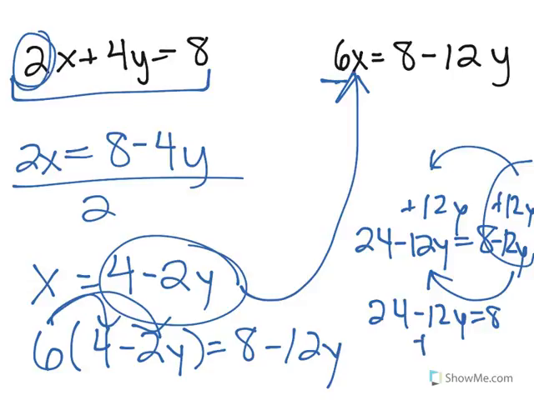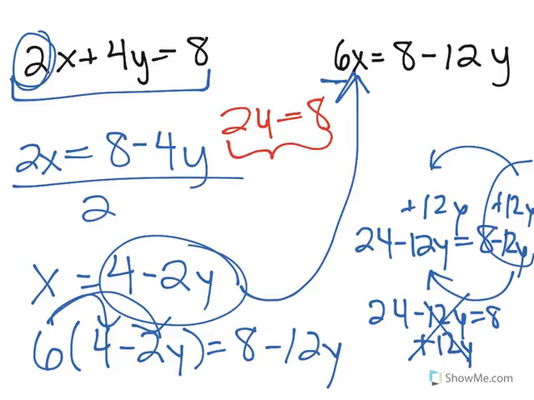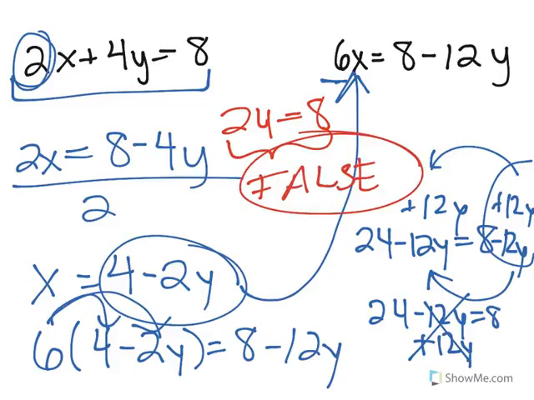And we find that if we add 12y to this side, they cancel out, and we're left with 24 equals 8. We know that that is not true. This is false. So this is a false statement. This means that we have no solution.